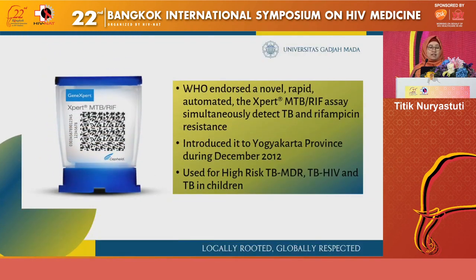In 2010, WHO endorsed a novel rapid automated tool called Xpert MTB rifampicin, which can simultaneously detect TB and rifampicin resistance in only 2 hours. In our province, it was introduced in December 2012. And it is used to detect TB infection for high-risk groups: MDR TB, TB HIV, and pediatric TB.